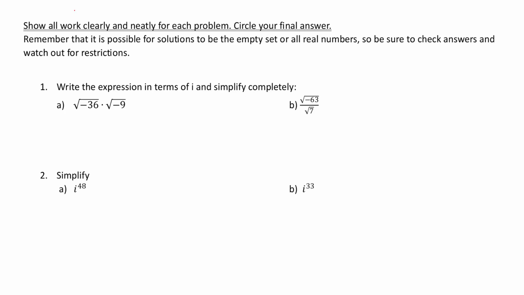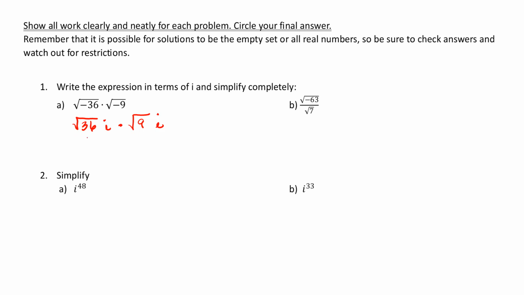Okay, number one, write the expression in terms of i and simplify completely. So remember that when you have a negative number under the square root, you have to write it as the square root of that number without the negative sign and then put an i outside, because i is the square root of -1. And that way you can work with these numbers.